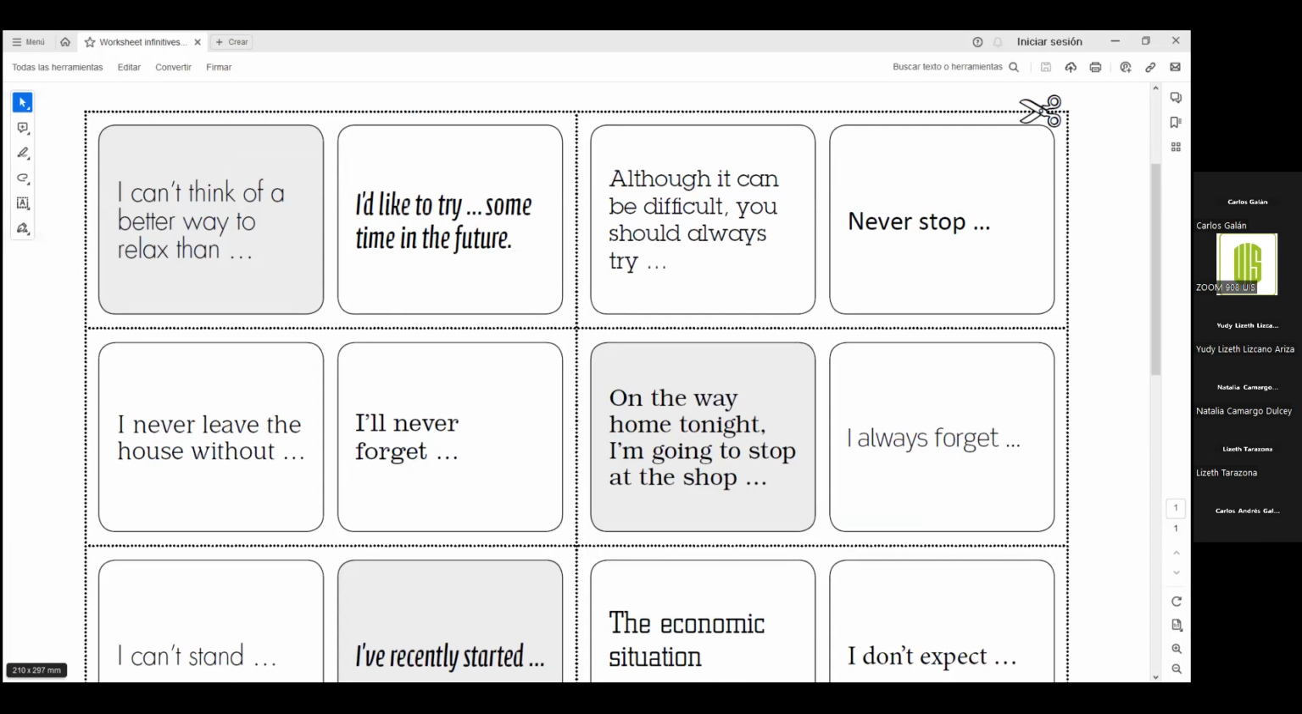Okay. Me. Never stop trying, for example, trying to do your... Sorry, can you repeat? Never stop trying your goals. Okay, trying your goals. Yes, try means intentar. Intentar tus metas. No, intentar alcanzar. Never stop trying to reach your goals. Yes, it's my idea.